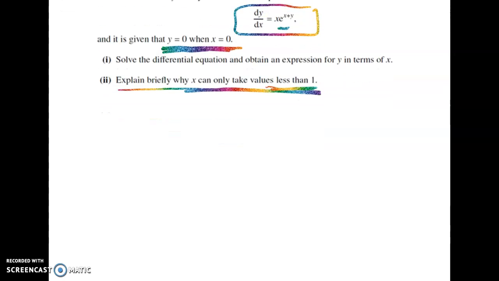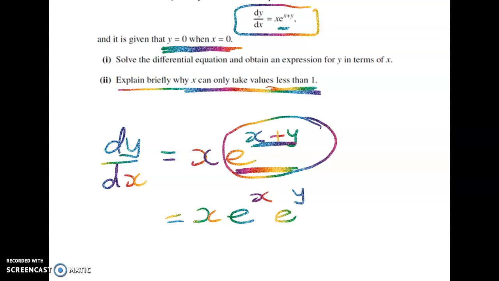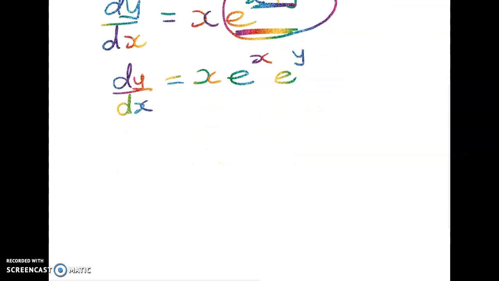So let's start off, and this is a 7-mark question, and it's one of these ones where if you spot what to do, it's absolutely fine, and if you don't, it's not so fine. So to separate the variables, we have to have x's and y's separate. At the moment they look like they're mixed up in here, but they're not, because we can rewrite this as e to the x times e to the y, and this method of splitting up indices in power problems is extremely useful. So suddenly now we can separate the variables, and we're going to get all of the x stuff over to keep it on the right hand side.